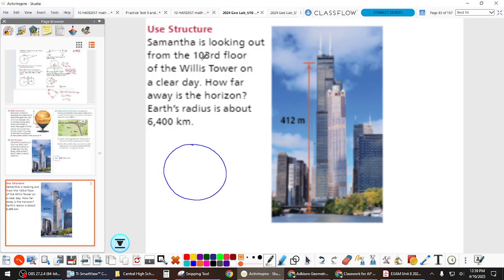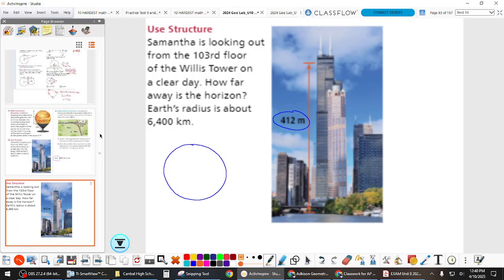the 103rd, the 103 doesn't matter. Why? In terms of sifting through information given in a problem, why doesn't that matter? Yeah, that's just telling us where in the building, but we have a number here that's better. That's the height that she is off of the ground, okay? So you could call that kind of a distracting number. I mean, it's interesting. That's way up there.